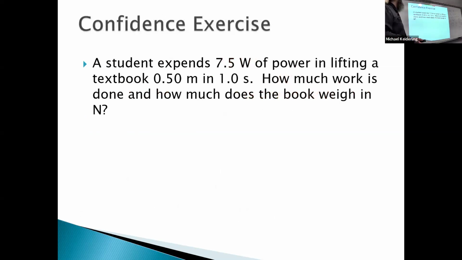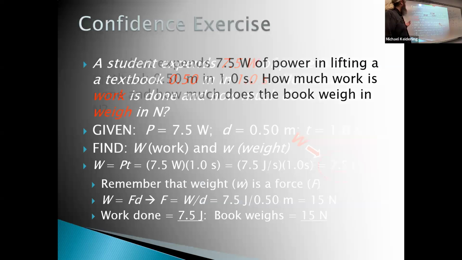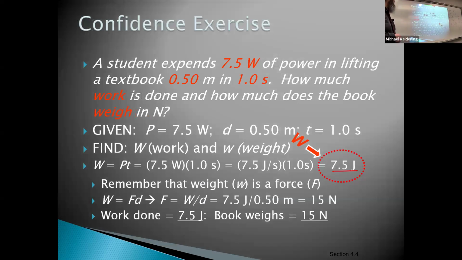Here's another example. If a student expends 7.5 watts of power lifting a textbook half a meter in 1 second, how much work was done, and how much does the book weigh in newtons? So here, once again, power is work over time. Since power is work over time, work is power times time. So power is 7.5 watts, the distance is half a meter, the time is 1 second.